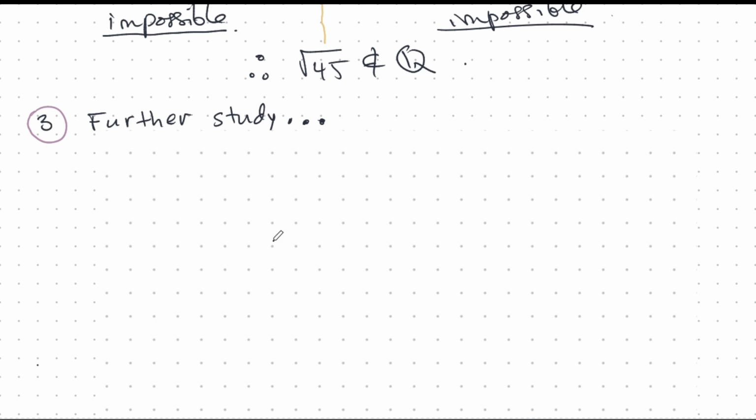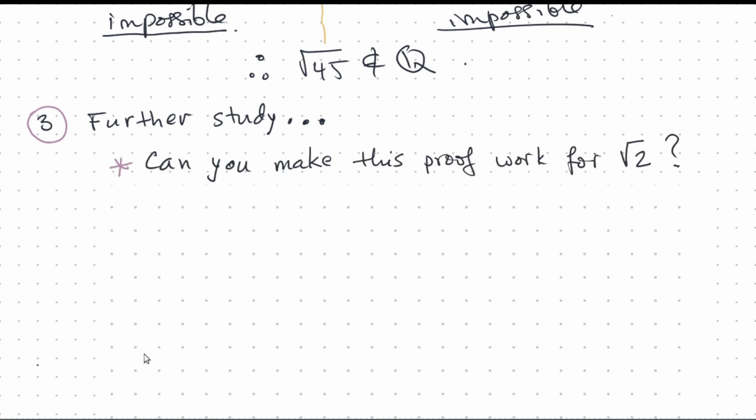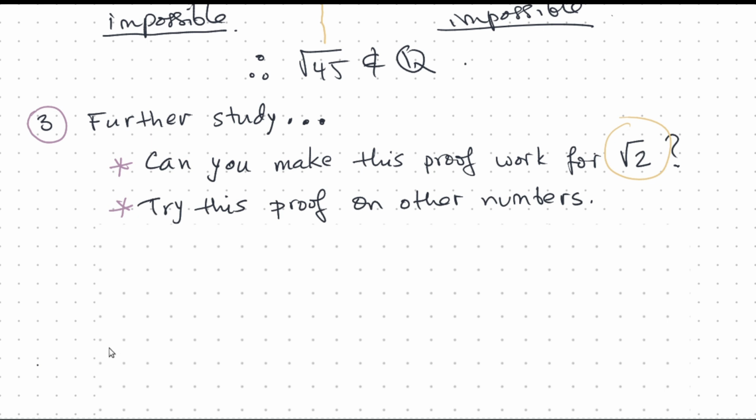What can we say further about this? Well, here are some points to consider. Can you make this proof work for square root 2? Well, that's very interesting. Can you adapt it to the classical proof? That can give you some insight onto the question of how similar this proof is to the classical proof. You can try this proof on other numbers. Maybe it works for entire classes of numbers. Why don't you experiment with that? Find out. Let me know what you find.